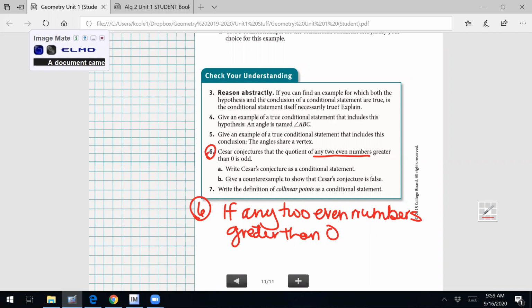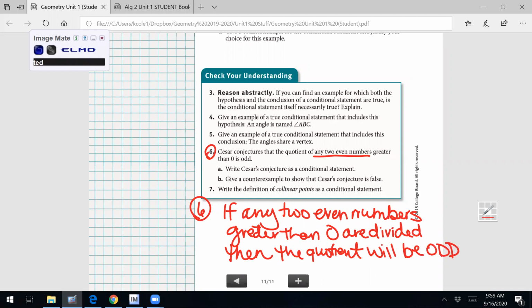are, what are we doing with these two things? Are divided. Then what? Then the quotient will be odd. If any two numbers greater than 0 are divided, then the quotient will be odd.